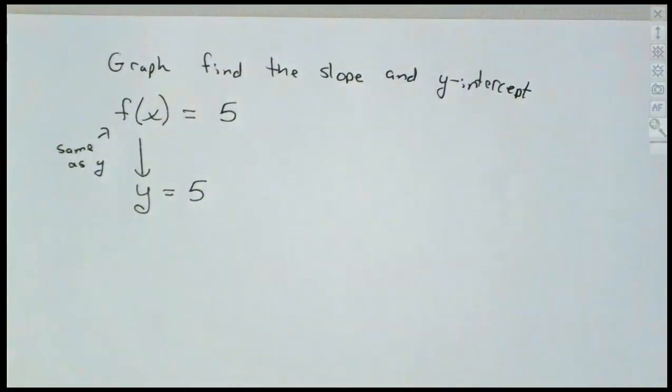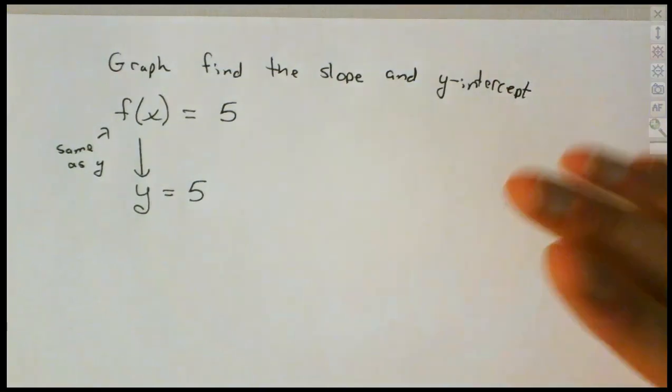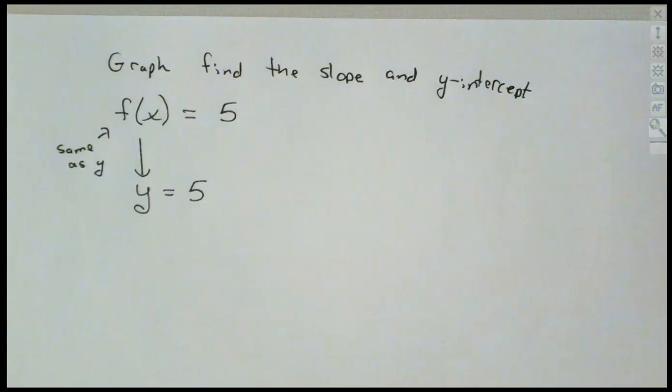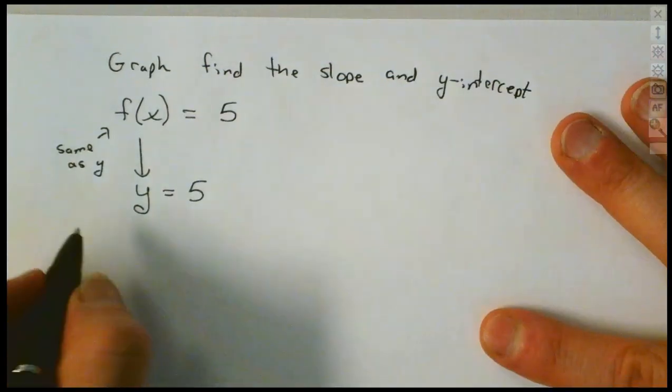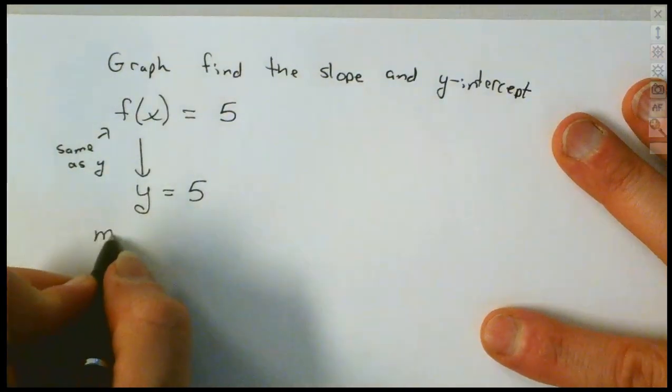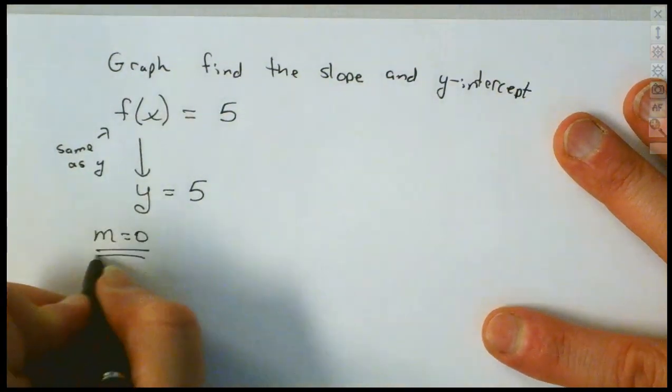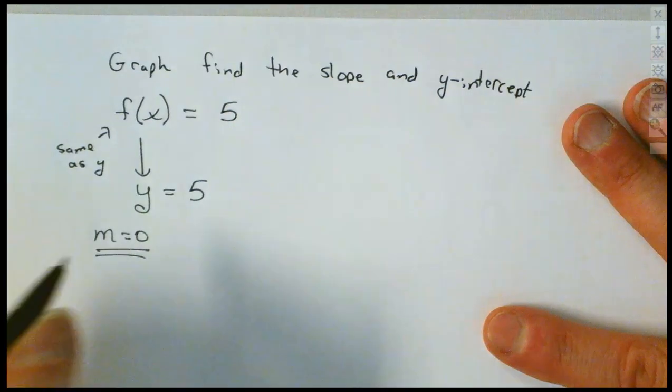It's what's called a constant function, and you'll hear that more in the next course. But constant functions are horizontal lines. So this is called a constant function. It's going to be a horizontal line. Now, if it is a horizontal line, that means my slope is 0. So my slope in this case is 0 because it's a horizontal line.